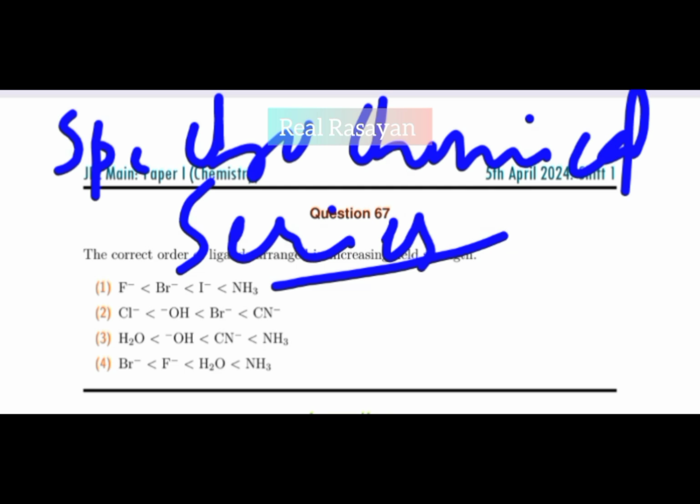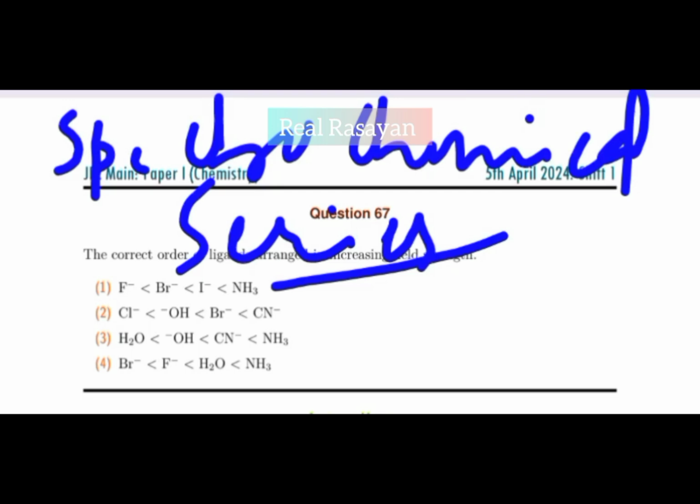This series involves the following ligands: iodine, bromine, SCN negative, chlorine negative, sulfide 2 negative, fluoride ion, hydroxyl ion, oxalate, water, NCS negative, EDTA4 negative, ammonia, and then ethylene diamine, cyanide ion, and carbonyl ion.